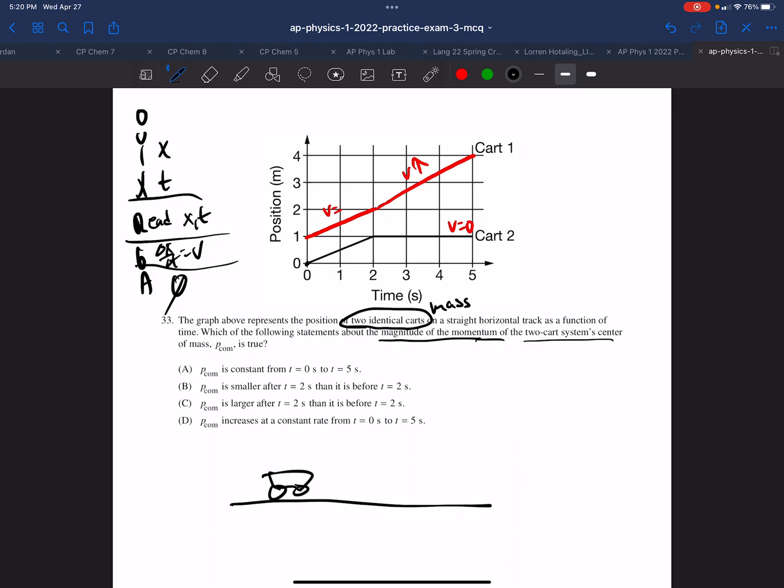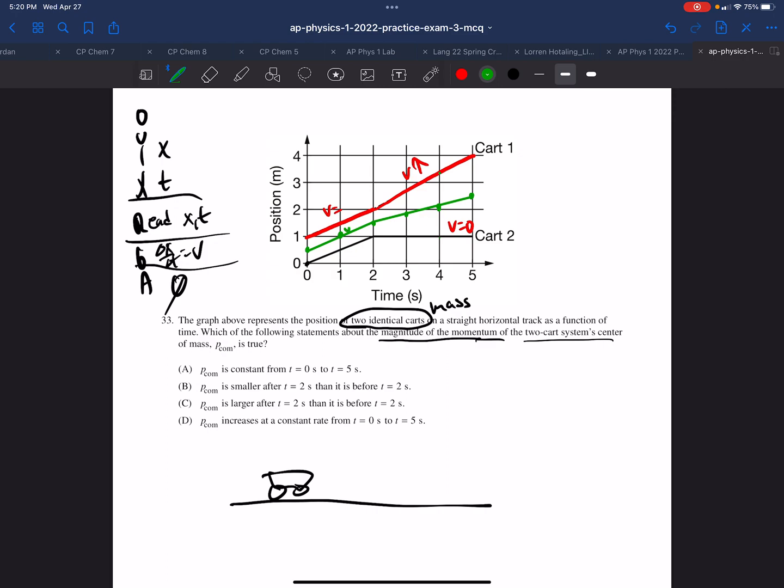So the position then, in the beginning, would be located there, the midpoint. Here it would be the midpoint. Here it would be the midpoint. There it would be the midpoint. And there it would be the midpoint. And so those are the positions.